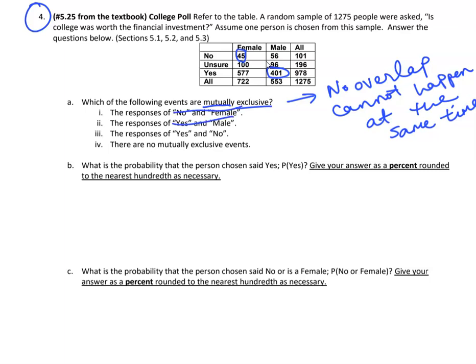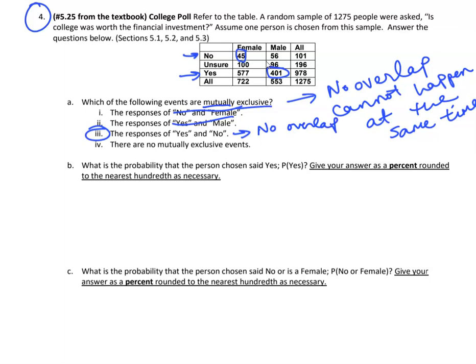The responses of yes and no. Well, think about it. Could somebody have responded both yes and no on the survey? The answer is no. They could have said unsure. That's different. I'm talking about yes and no. So this row and this row. One way to figure it out looking at a table like this is either both responses are in rows or both in columns. That's another way to think about it. This would have been the one that's mutually exclusive. There is no overlap between the yes and the no group.